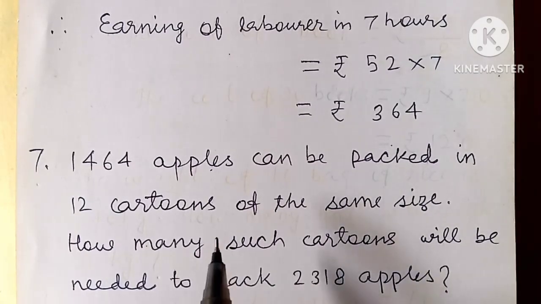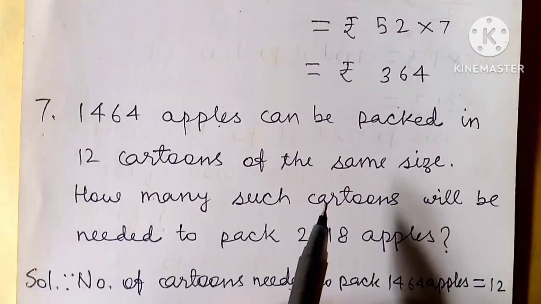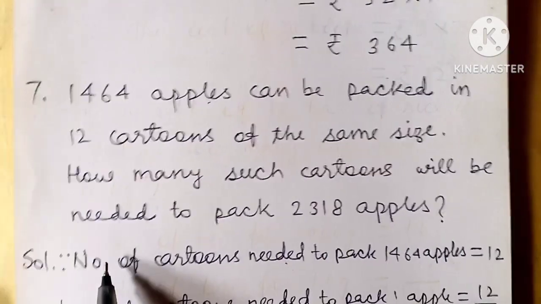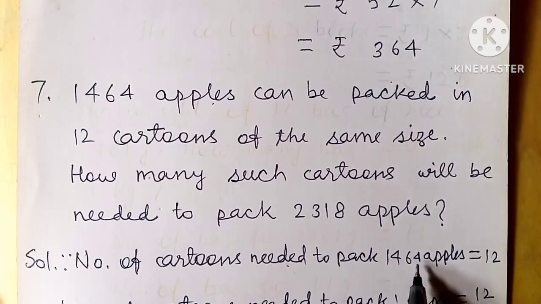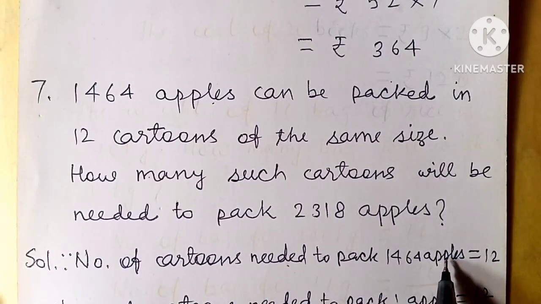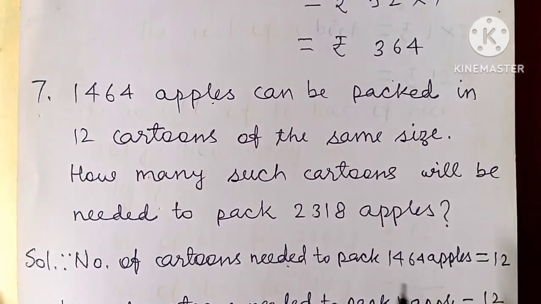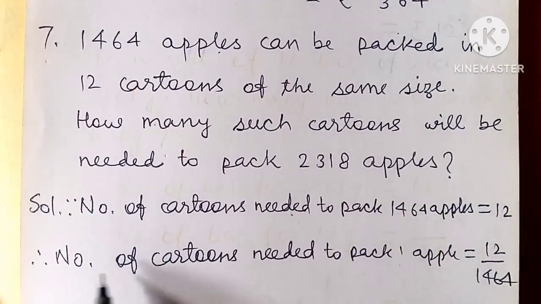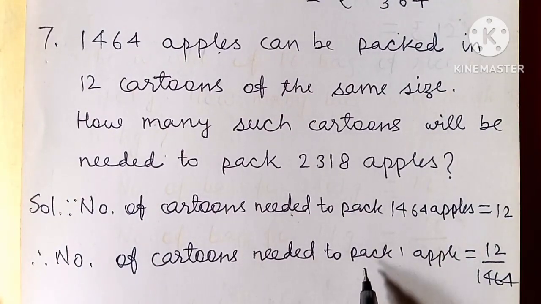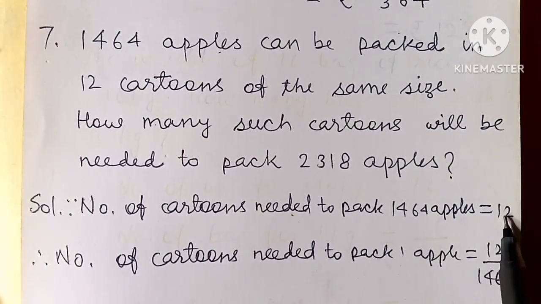So we must write, since the number of cartons needed to pack 1464 apples is equal to 12. Therefore, for the number of cartons needed to pack one apple, we must divide. So divide this 12 by this number, so this one.